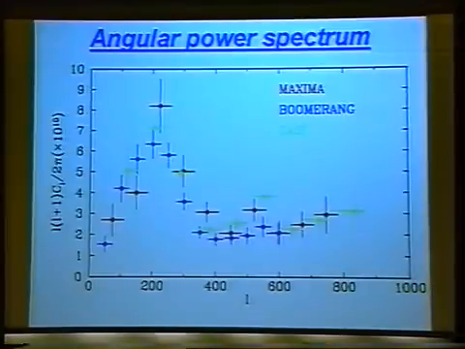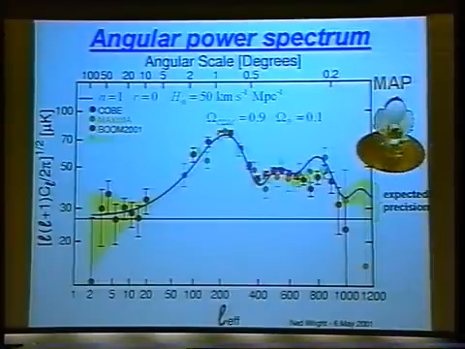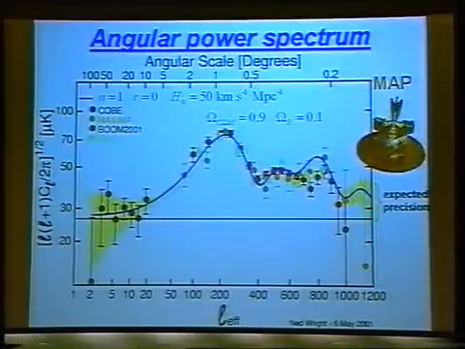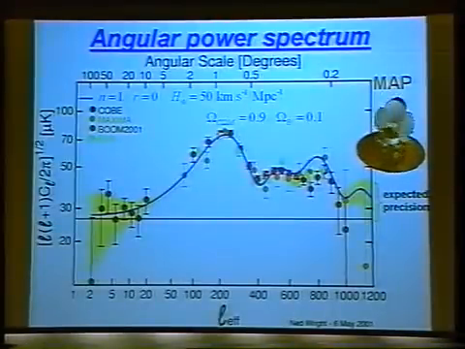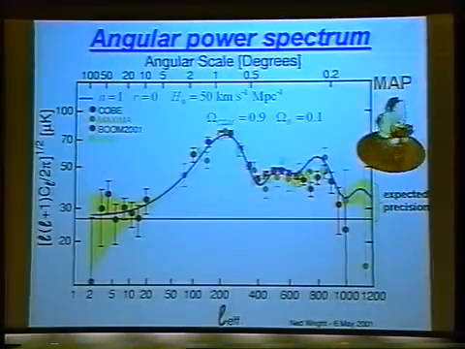And we'll see what happens, because we will soon have more information, because there is a satellite known as MAP that's at the second Lagrange point right now taking data. And the expected precision of MAP is shown by this yellow band, and in this region it's smaller than the thickness of the line. So we'll soon have exquisite data within the next year or 2 on the microwave background fluctuations angular power spectrum.